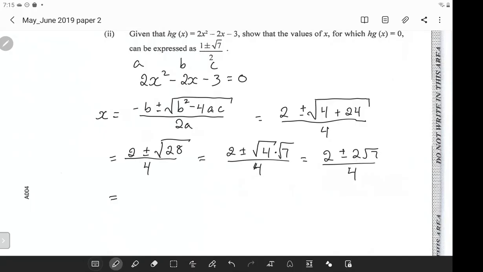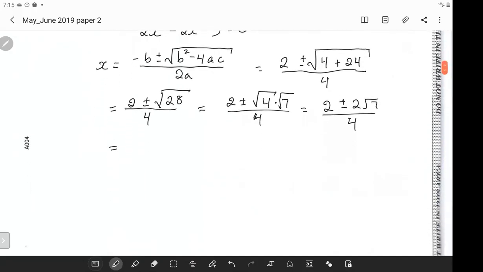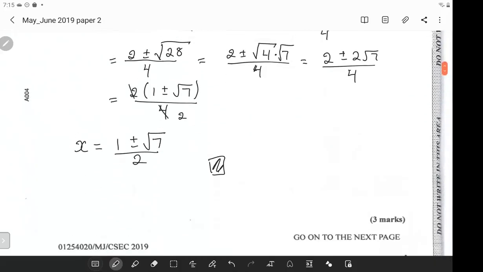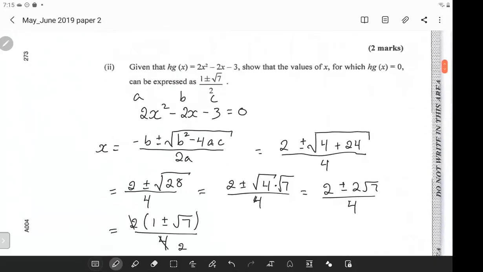Simplifying further by factorizing a 2 out of the numerator, we get 2 into 1 plus or minus root 7 over 4. And finally, 2 into 2 is 1, 2 into 4 is 2. So we get that x is equal to 1 plus or minus root 7 over 2. And hence we are done with the proof. They wanted us to show that this is the roots, or that these are our values for which h(x) is equal to 0.